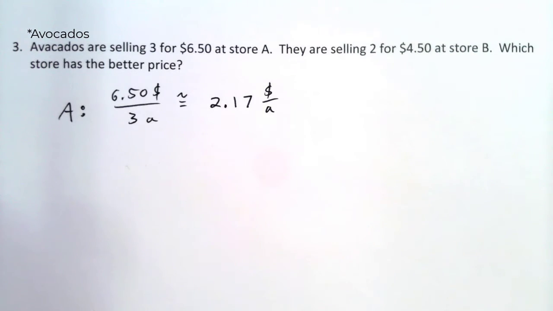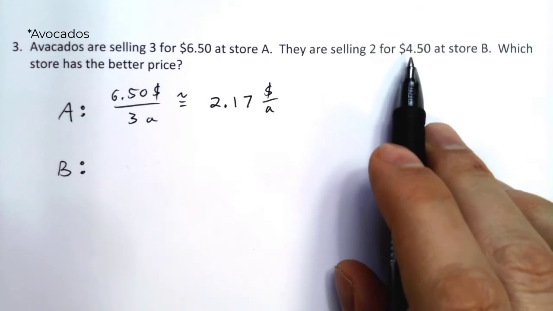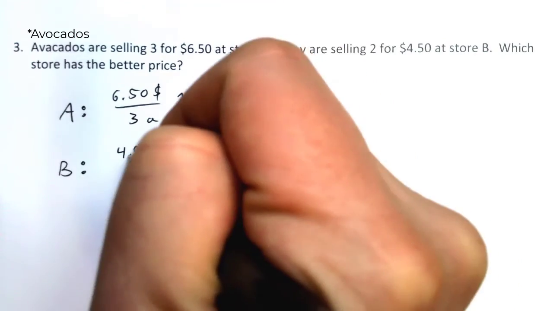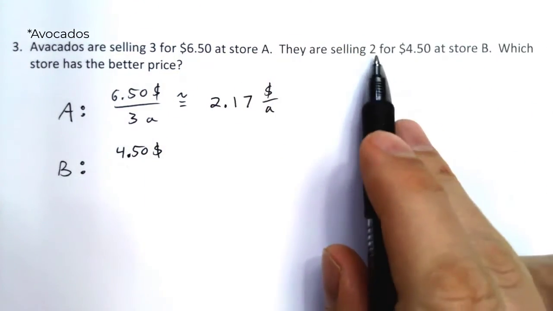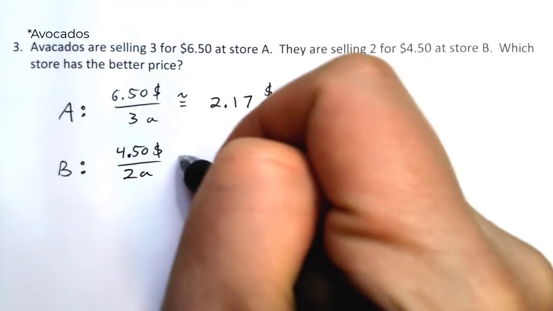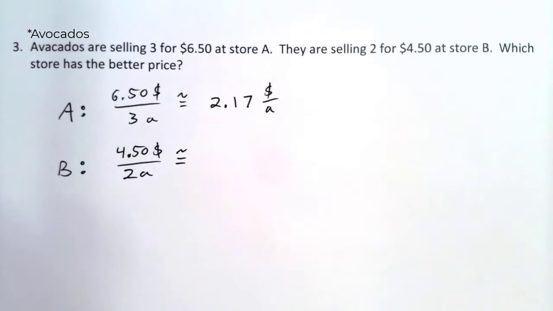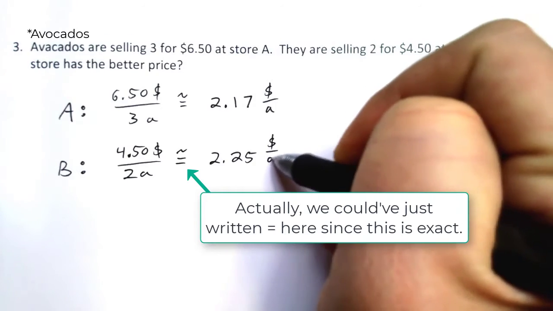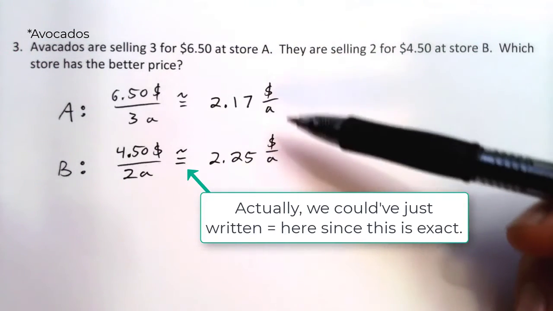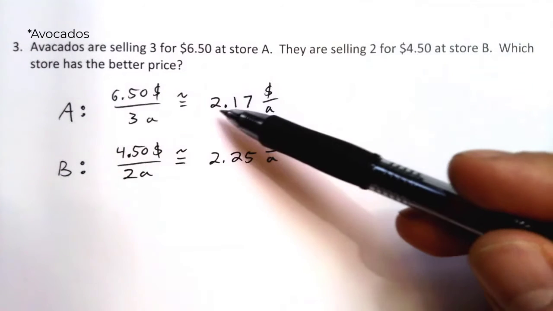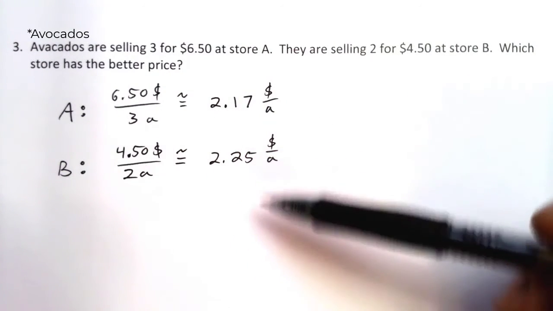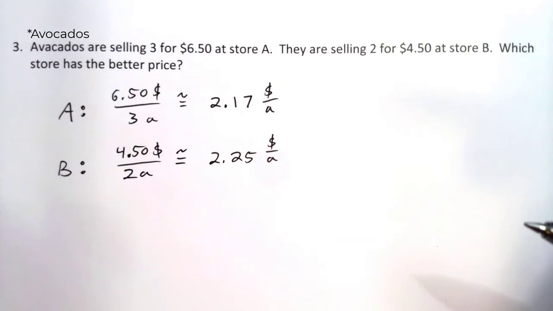Now let's check out store B. At store B, I've got $4.50, and that's for 2 avocados. What do I get there? Well, I get $2.25 per avocado. So at store A, each avocado costs $2.17, and at store B, it's $2.25. So we can see that store A is the better price.